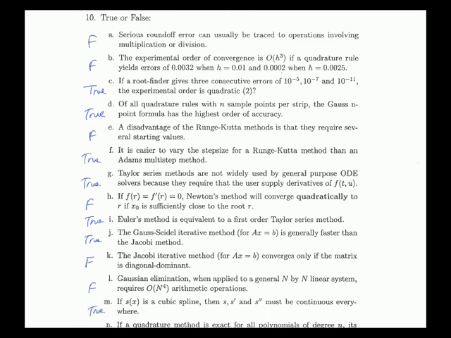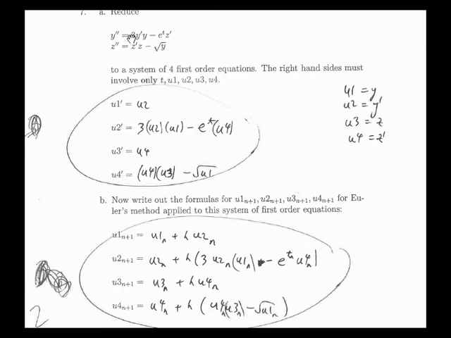Here's another problem where you reduce a system of two second order equations to four first order equations. Remember, there must not be any derivatives on the right hand side, only u1, u2, u3, u4, and then write Euler's method, and it's just new u vector is old u vector plus h times f vector.